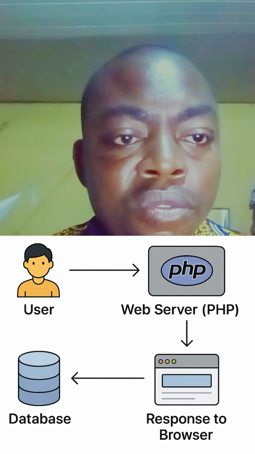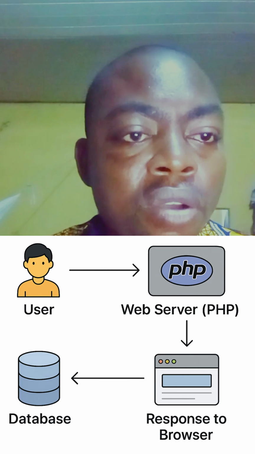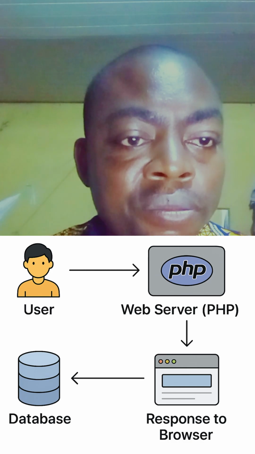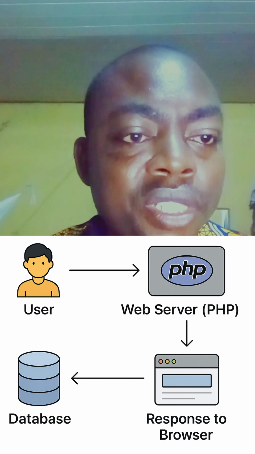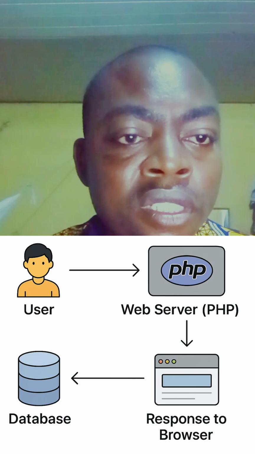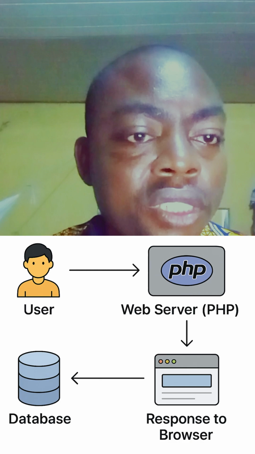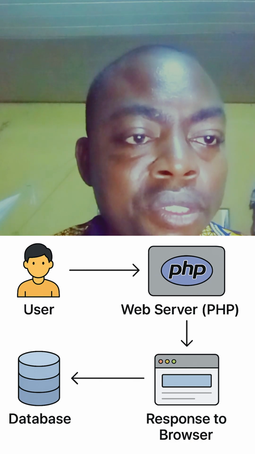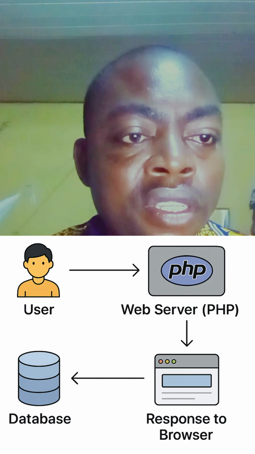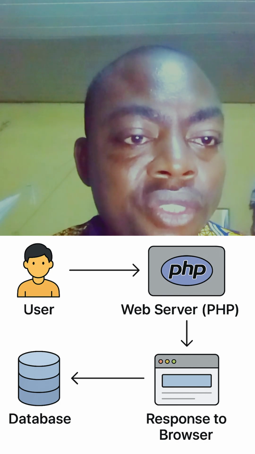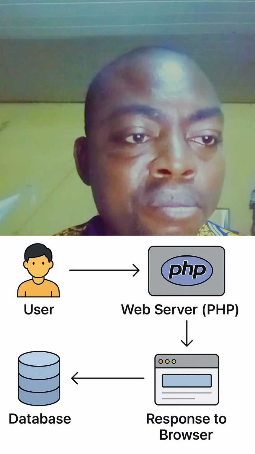Then PHP, which is our scripting language, processes this request and the data is fetched from the database. It is PHP that sends requests and interacts with the database to fetch data. Then after that, a response is generated and sent back to the browser. Alright, this entire middle section is what we call the backend in action.